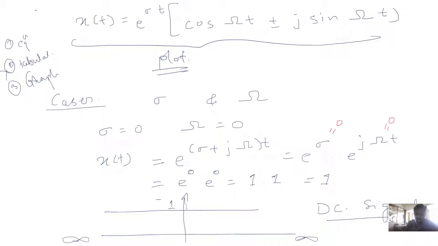So this is the first case. Now understand what exactly this means: this is representing the amplitude, which is 0, and this is representing the frequency. If the frequency is 0, there is no frequency, and therefore this is a DC signal. That is what we can observe over here: the frequency of a DC signal is going to be 0. And this term e raised to sigma is going to give us the amplitude, and that is going to be 1, because sigma is 0 and therefore it is at 1.